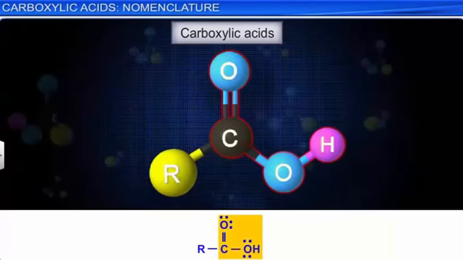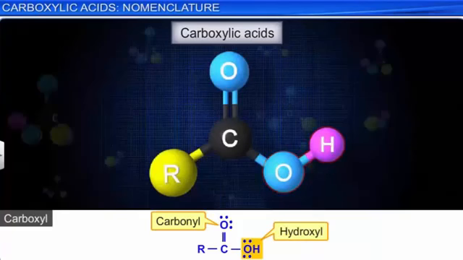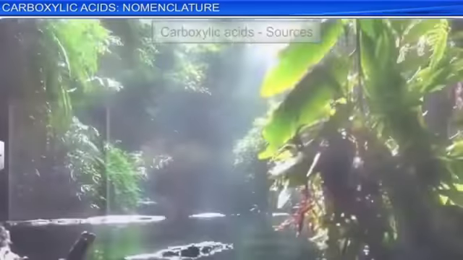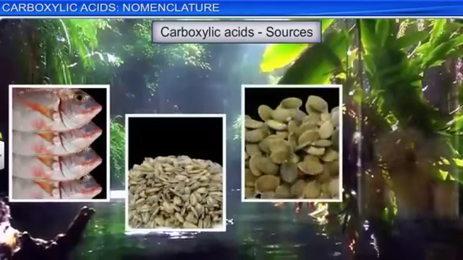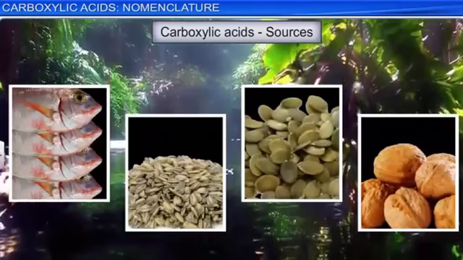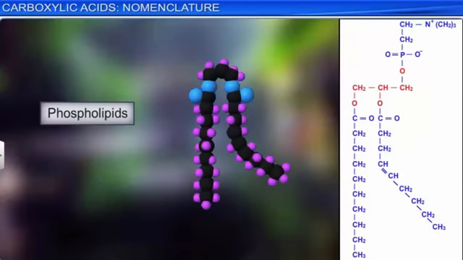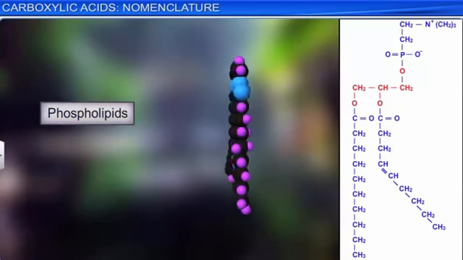Organic compounds that contain the carboxylic functional group, COOH, are called carboxylic acids. The name carboxyl is derived from the carbonyl group, C double bond O, and the hydroxyl group, OH, of which it is composed. Carboxylic acids are widespread in nature. Higher members of aliphatic carboxylic acids, known as fatty acids, are important components of biomolecules such as lipids, fats and oils.